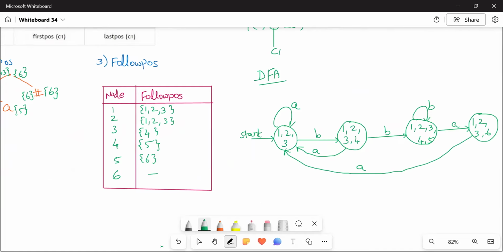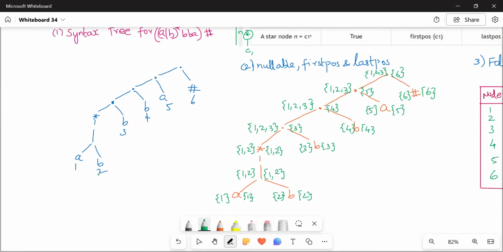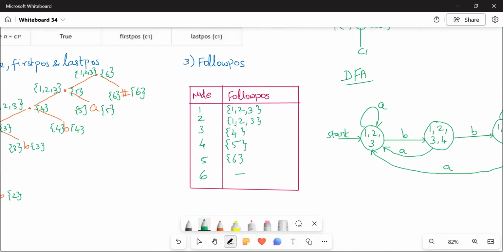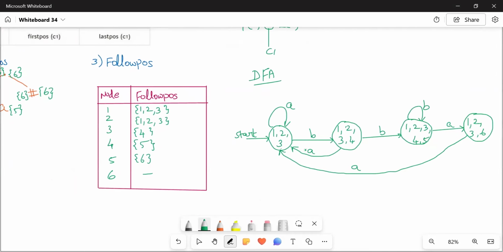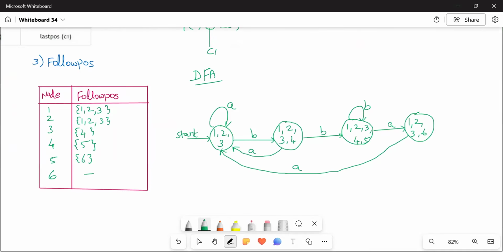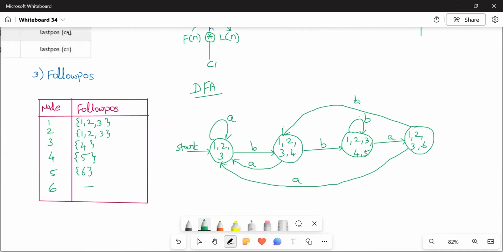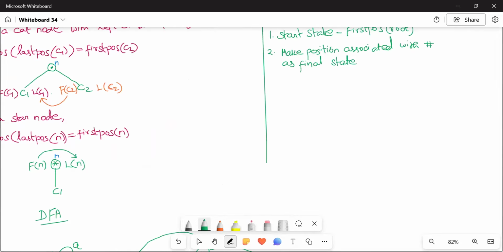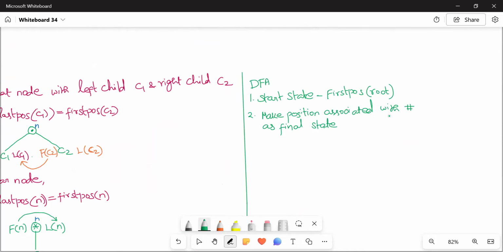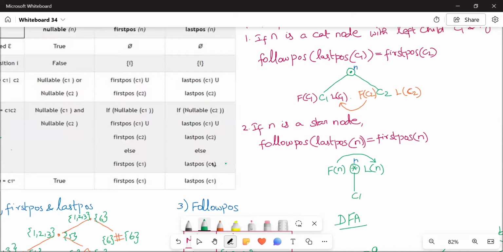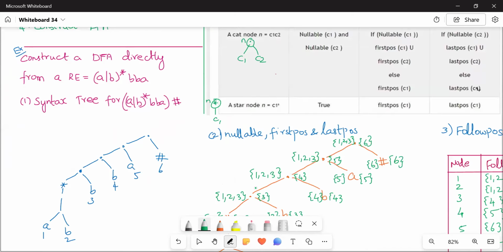Now from 1, 2, 3, 6, B appears in 2 and 3. Now the union of follow position of 2 and 3 is 1, 2, 3, 4. So from 1, 2, 3, 6, B goes to 1, 2, 3, 4. Now we need to mark all the final states. To mark final state, make position associated with hash as the final state. Here hash is associated with 6.